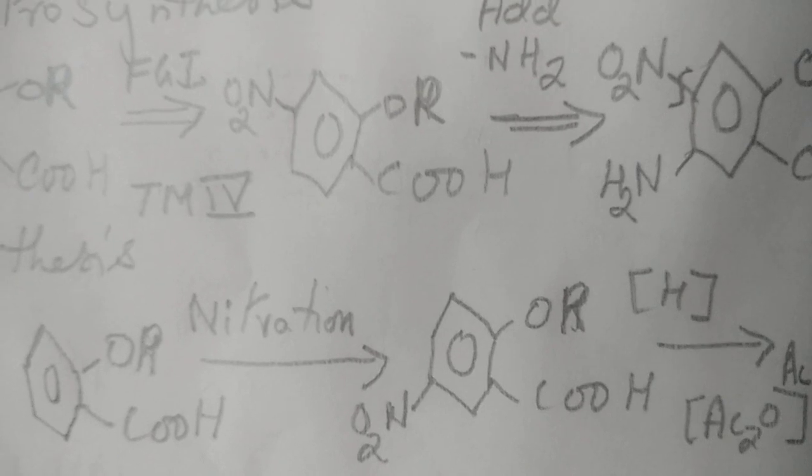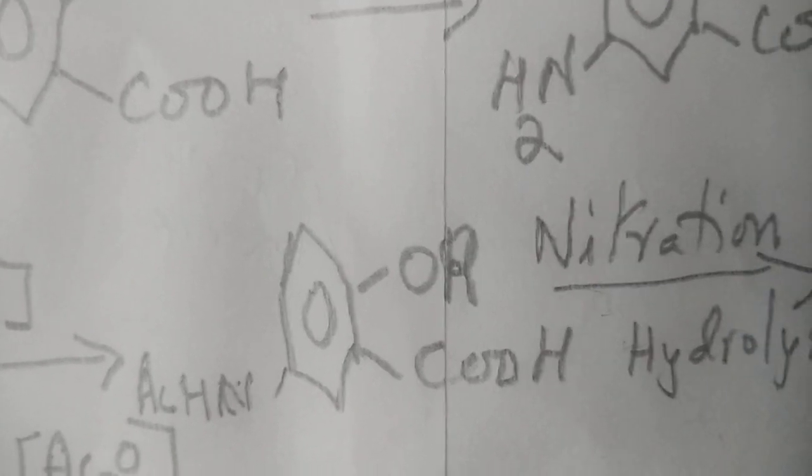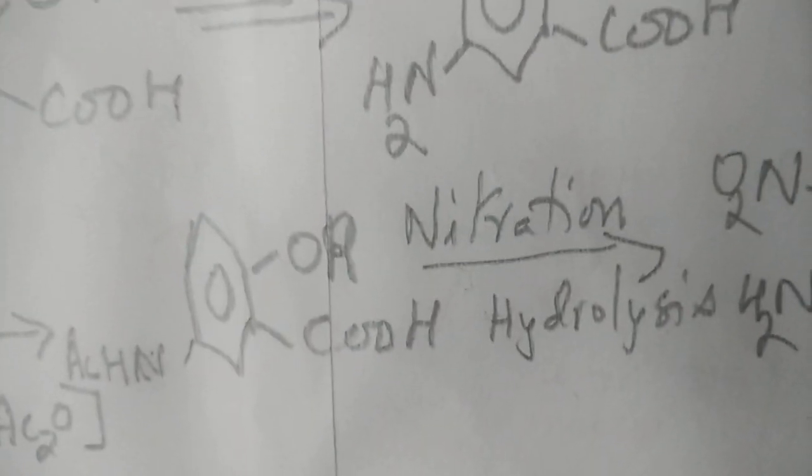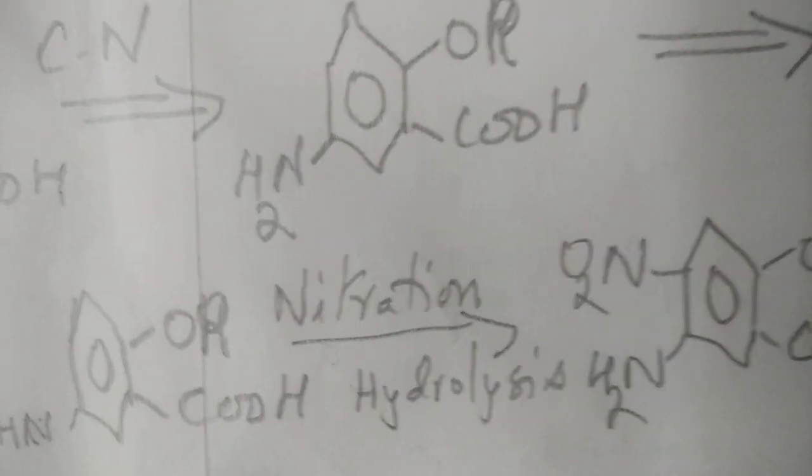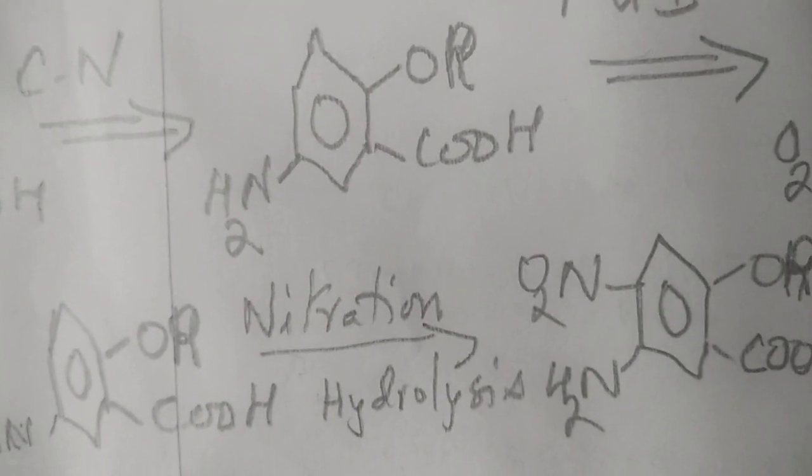And this on reduction will give us what? NH2, which is protected by acetylation. It is protected. I had less space on this wall, so I had to cram these structures. And now what happens after this is again nitration. On nitration, the NO2 group will be directed, because NH2 has a stronger influence as compared to the OR.